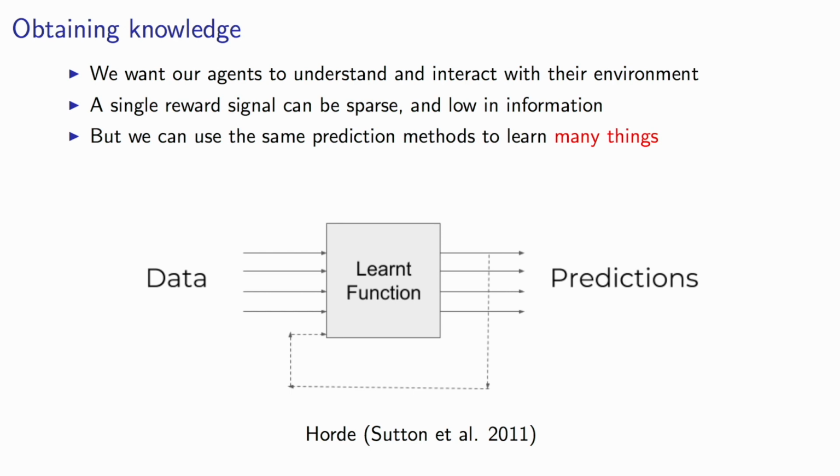There's a dotted line here as well, which means you might also feed these predictions back in and predict things about your predictions, which might seem like an odd thing to do, but it's perfectly valid, and it might actually be quite a nice way to build up knowledge, where, let's say, some of these outputs are more like features, and now you're predicting the long-term features.